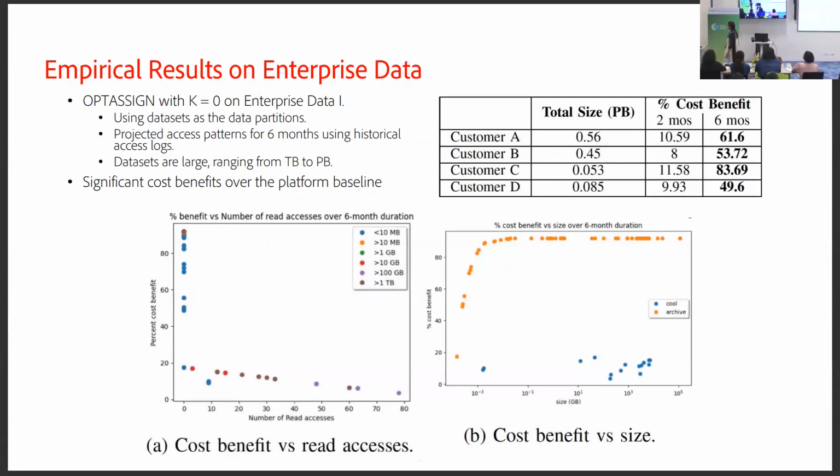So here are some of these results that we got with this greedy algorithm. Here we projected the access patterns for 6 months using historical access logs. And we show that there's such a huge scope. I mean, that is the name of a pipeline, but I like to advertise it as much as I can. So yeah, there's a huge scope for optimizing the costs here. You can see that the cost savings can even reach more than 80% for certain customers.